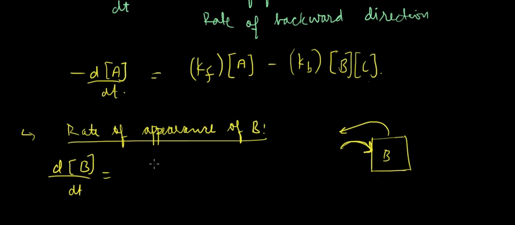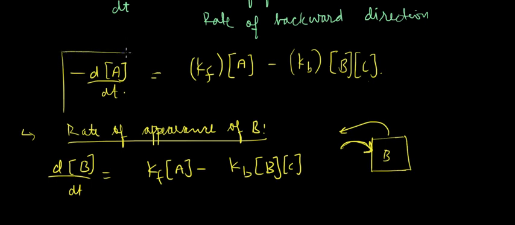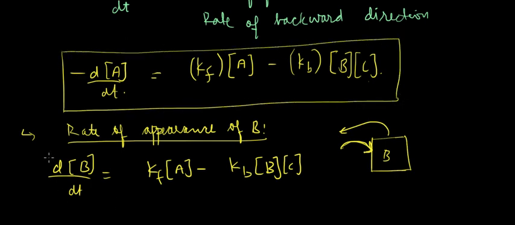So we have to subtract this term from the incoming term. So incoming term is rate of forward direction. Rate of forward direction is nothing but, as we saw, Kf times concentration of A, and rate of backward direction is nothing but Kb times concentration of B and C. Okay. So please remember that this is the rate of disappearance of A, and this is the rate of appearance of B.